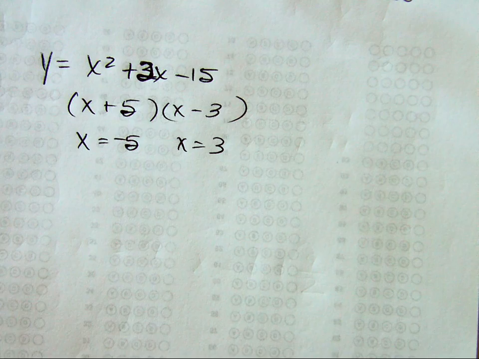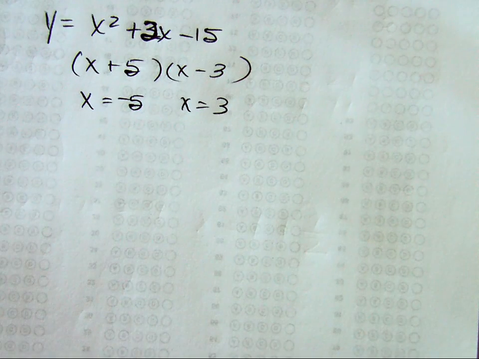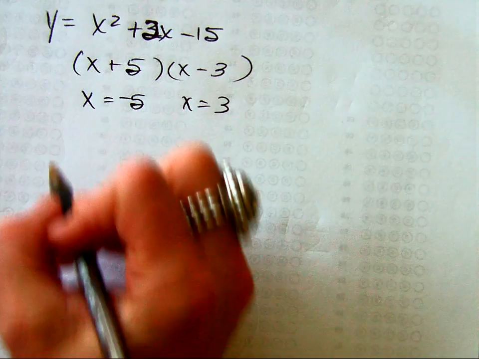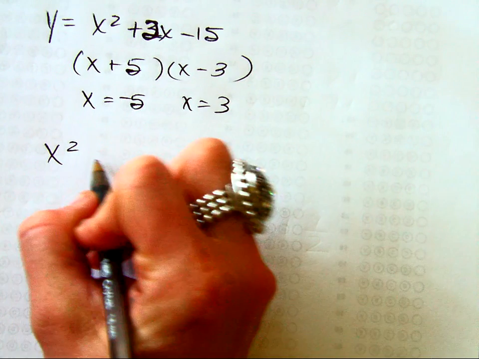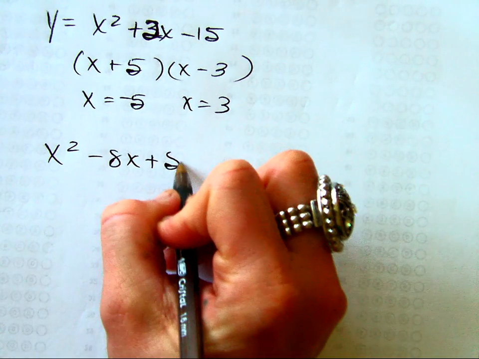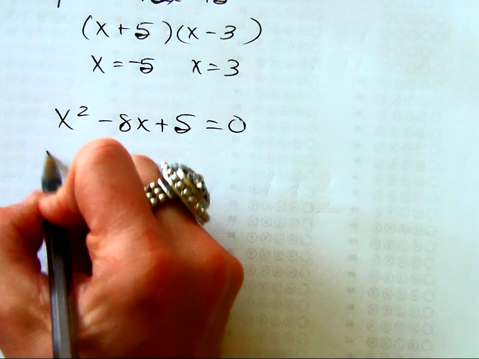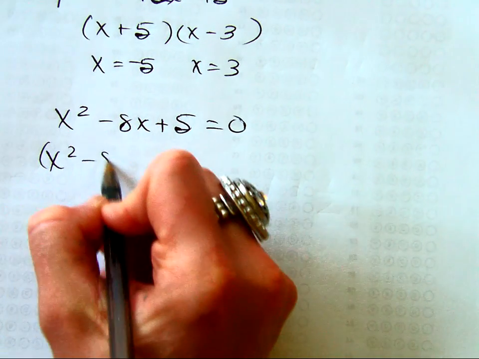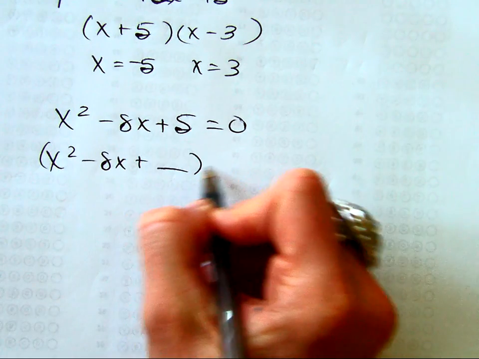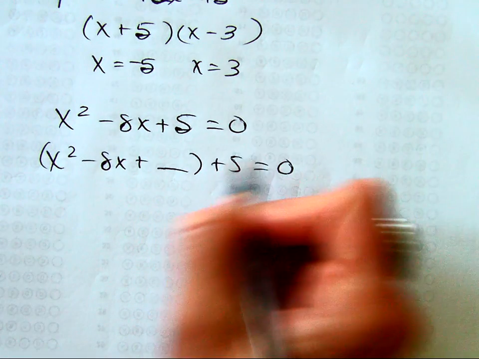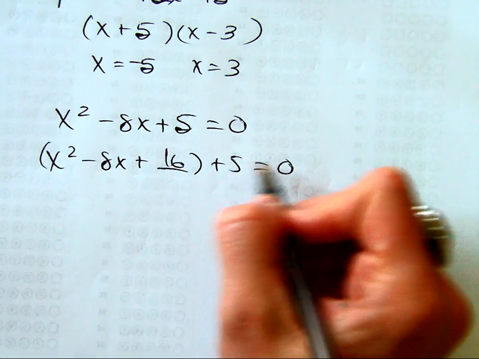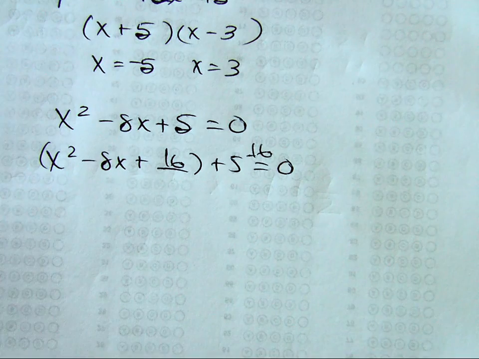Then, if factoring isn't an option, we learned that completing the square is our second choice. So, for example, x squared minus 8x plus 5 equals 0. Completing the square would be our choice. So we would do x squared minus 8x plus blank plus 5 equals 0. And then we would take half of that, add it here, and subtract it there, okay?